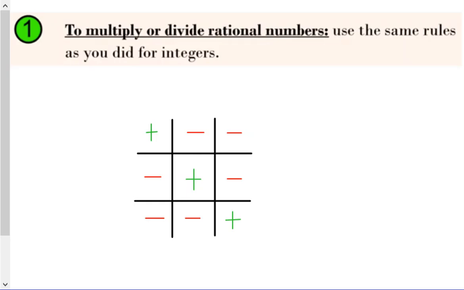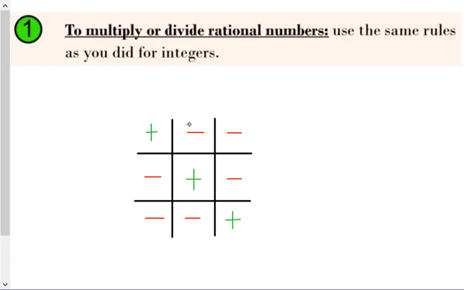The first thing, to multiply or divide rational numbers, we're going to use the same rules as we did for integers. If you think back to chapter 1 when we were multiplying and dividing integers, these are the same rules. Hopefully this tic-tac-toe grid makes sense to you. You remember seeing it from chapter 1. And it reads from left to right.